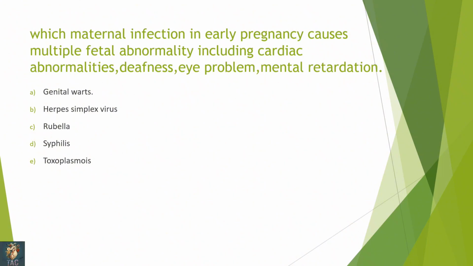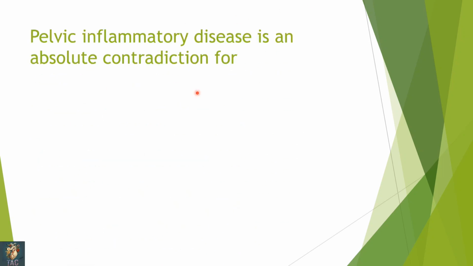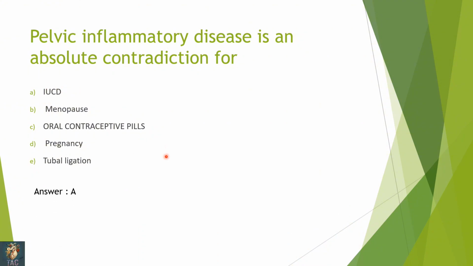rubella. Next question: pelvic inflammatory disease is an absolute contraindication for what? This is a very important MCQ, especially in the part one examination: pelvic inflammatory disease is an absolute contraindication for an intrauterine contraceptive device, and this is the correct option.